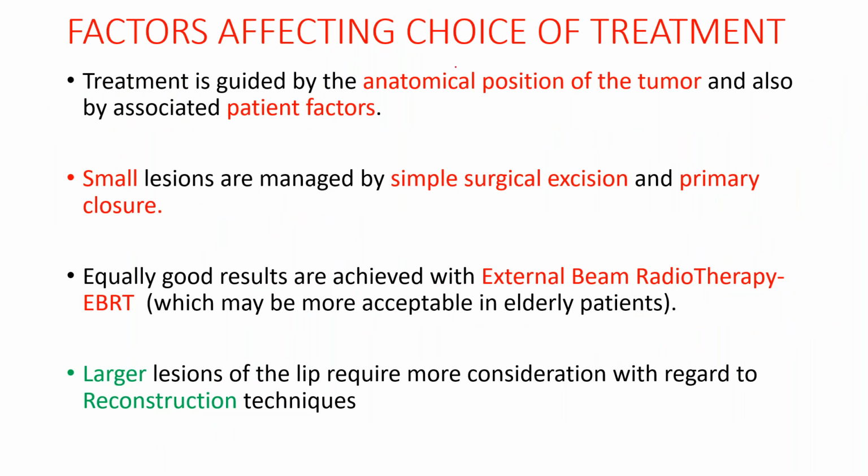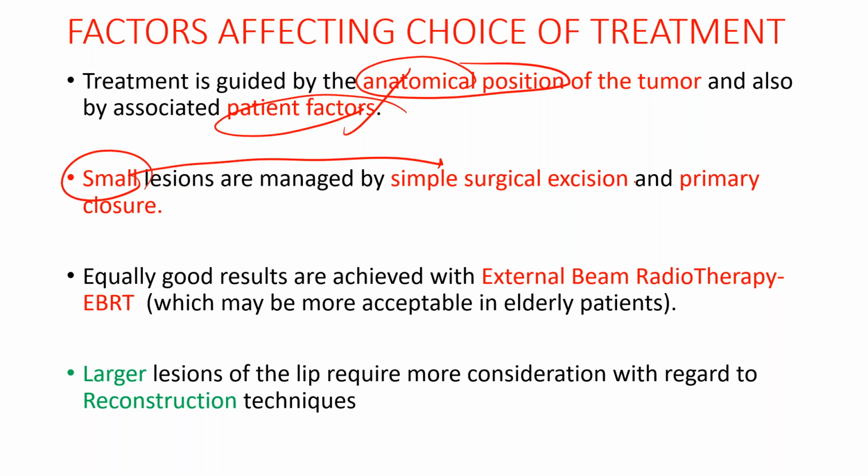What are the factors that affect choosing the patient? Anatomical position is very important, and the patient's factors are also very important. For smaller lesions, simple surgical excision. Where the lip has a small lesion like this, you can excise it with wedge closure.